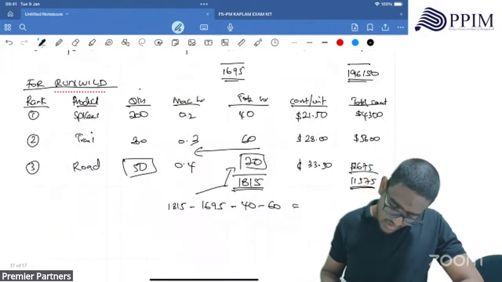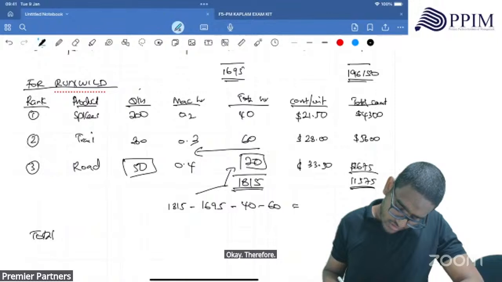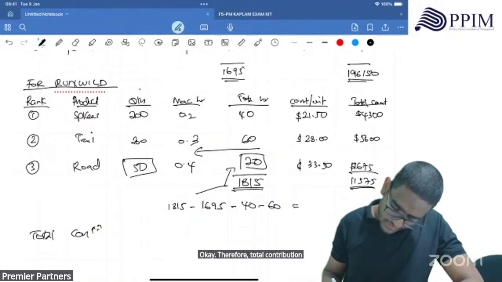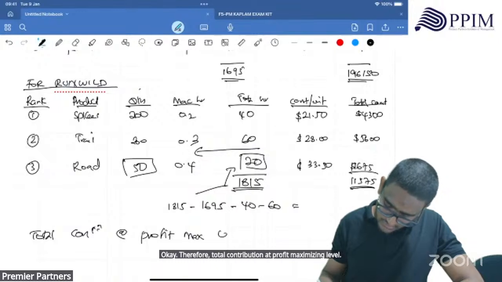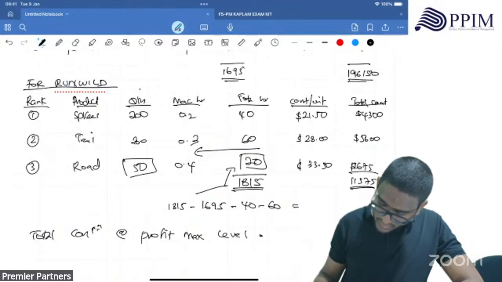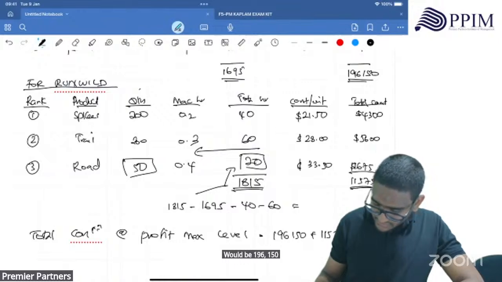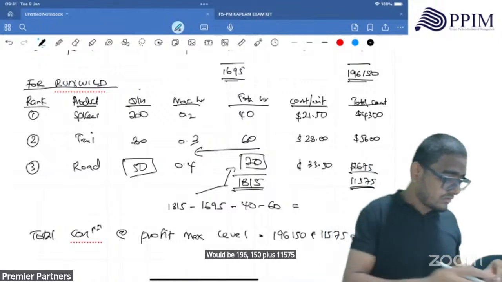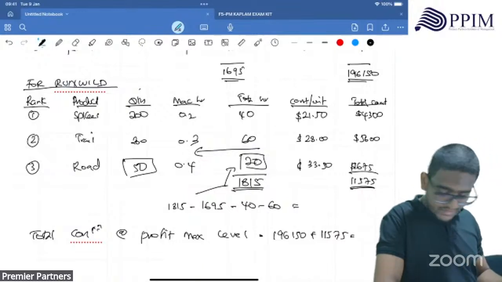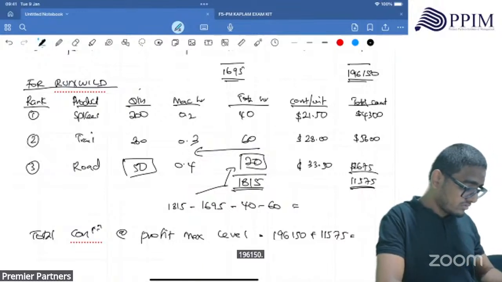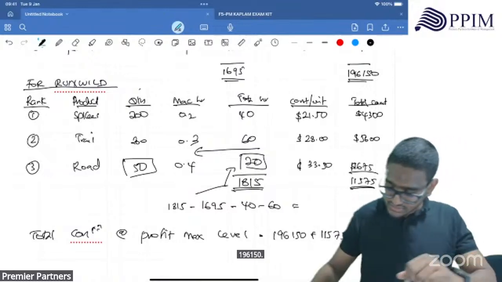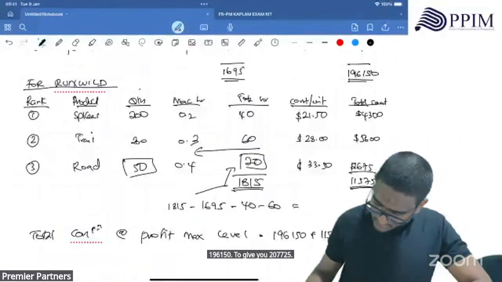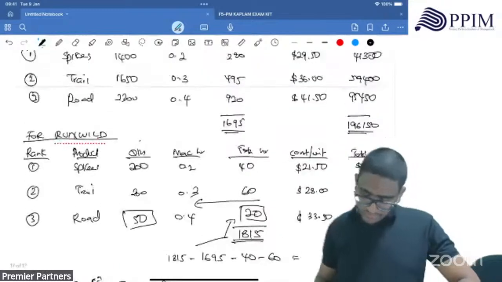Okay. Therefore, total contribution at profit maximizing level would be 196,150 plus 11,575, to give you 207,725.